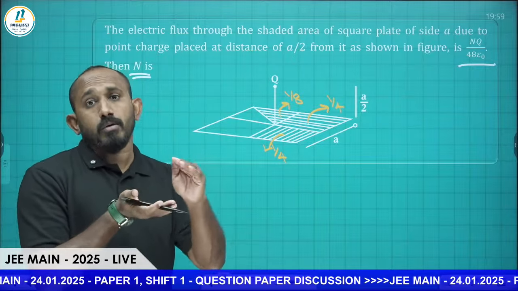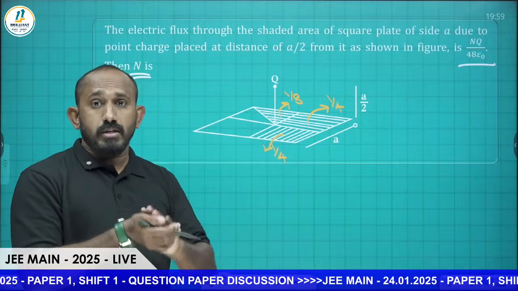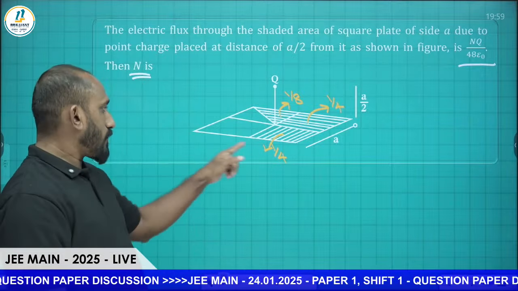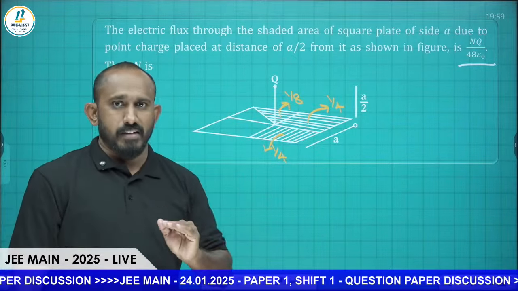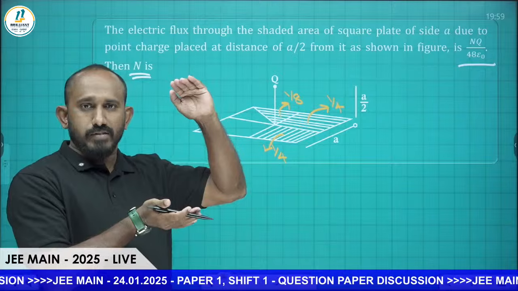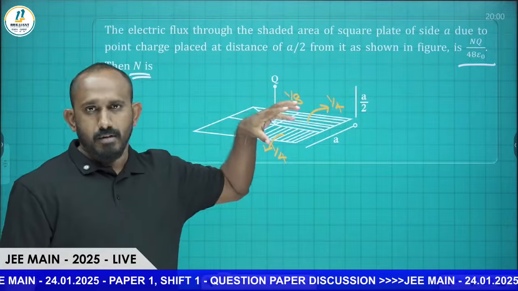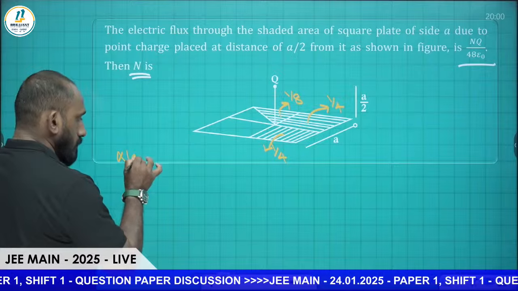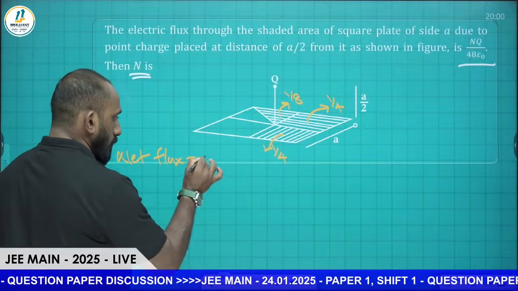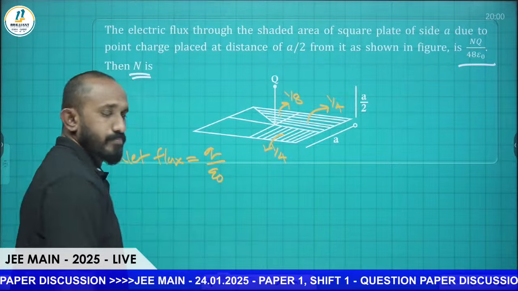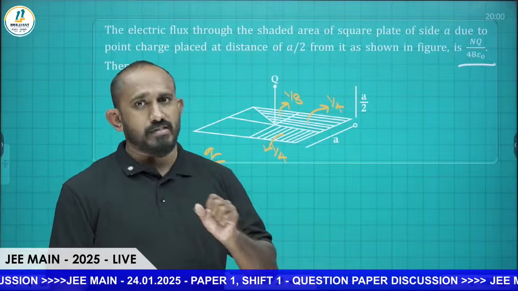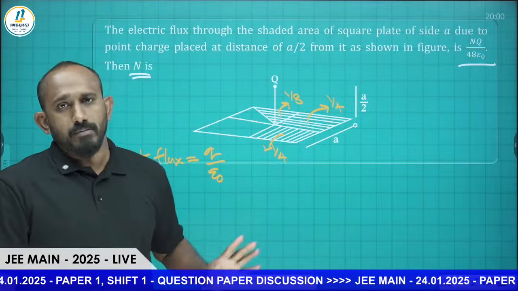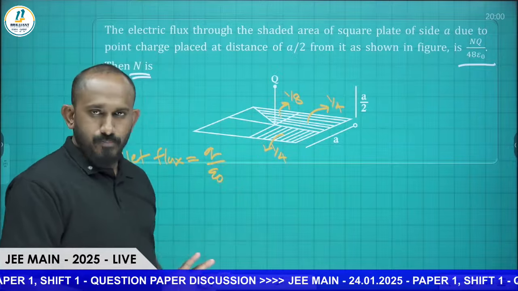Now, due to the square plate, you have to imagine a cube. A cube has 6 faces. Imagine that this cube is kept around the charge. Like Gauss's theorem, the net flux will be Q by epsilon 0. How many faces are there? 6 faces. So through one face it will be 1/6 of Q by epsilon 0, since the net charge is Q.